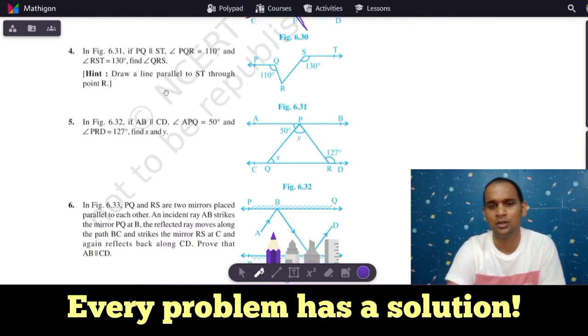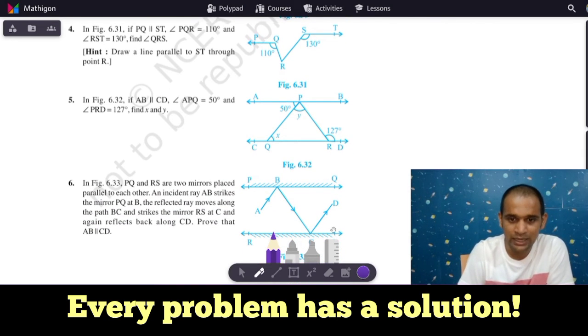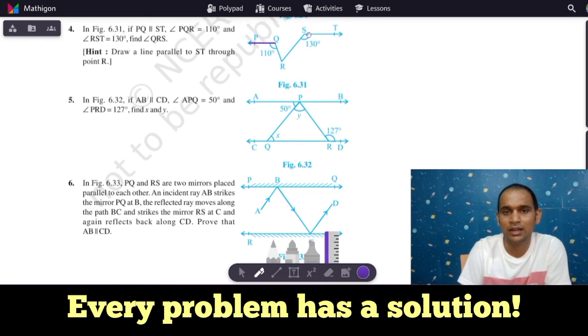Now all the variety of problems can be dealt with. Once again, for figure number 4, it says PQ is parallel to ST. Then it says angle PQR equals 110 and RST equals 130, as you can see. So we have to find QRS, that means this angle.